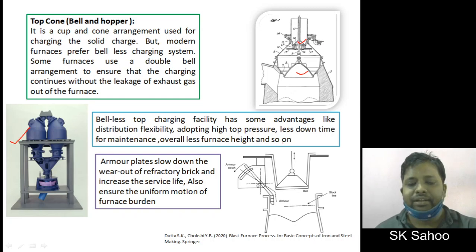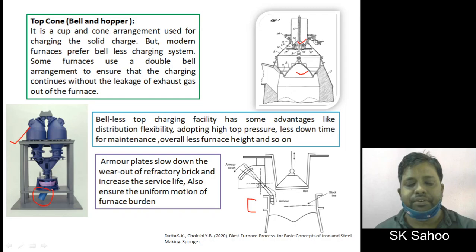Next, we find a cylindrical portion. The cylindrical portion in the blast furnace after the conical section is called the throat. Here we find the final burden distribution device. In case of a bell-less system, it's a distributing chute. Here it is, the distributing chute.